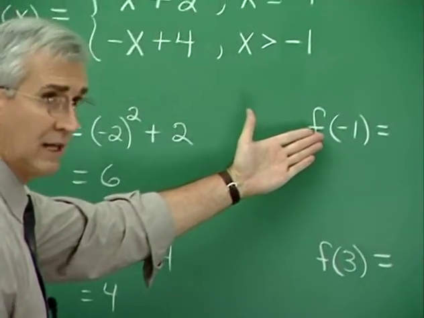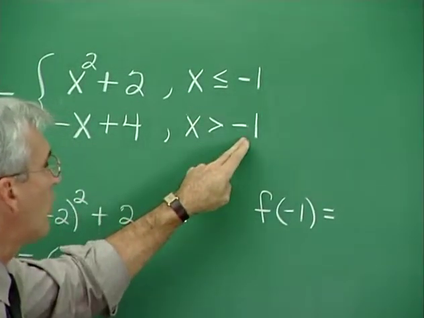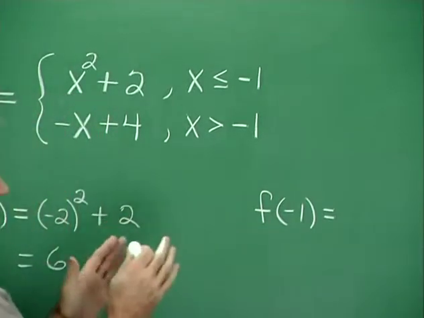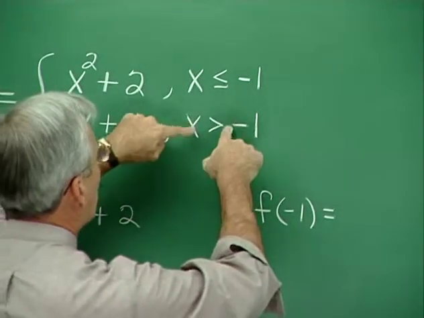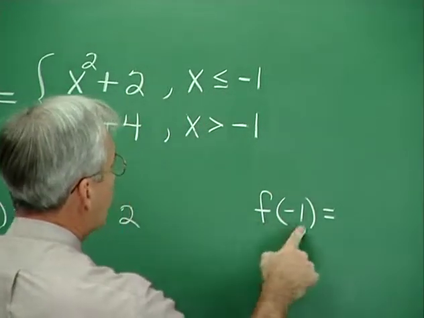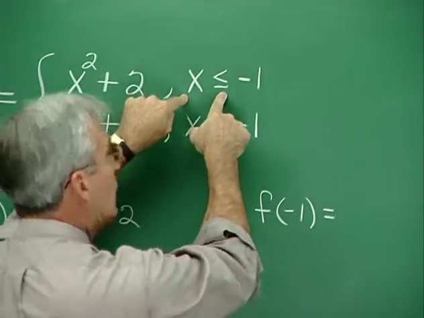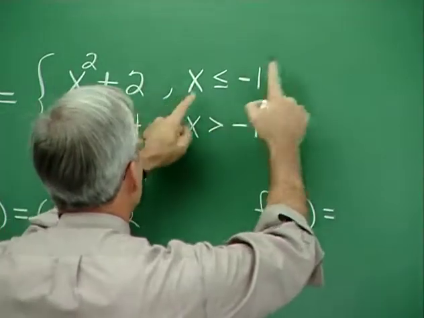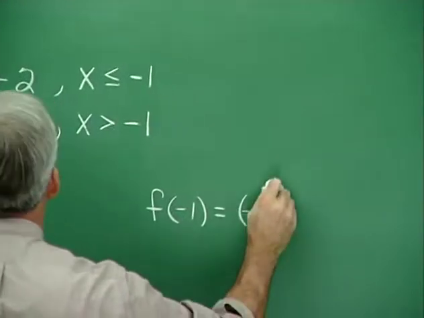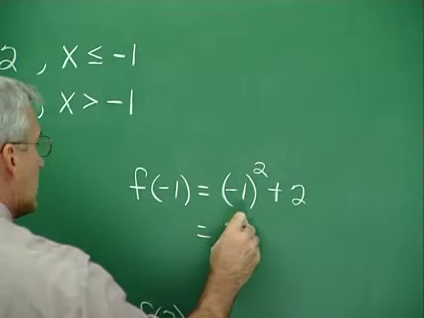f of negative 1 itself. Now notice that negative 1 is that very special point where we change the definition for the function. So it's important that we pay some attention to where we are in terms of a strict or non-strict inequality here. f of negative 1, this is for x values less than or equal to negative 1, and that's where we are here, so we're going to use this expression. So we would pop in negative 1 squared plus 2. Negative 1 squared would be 1, 1 plus 2, 3.